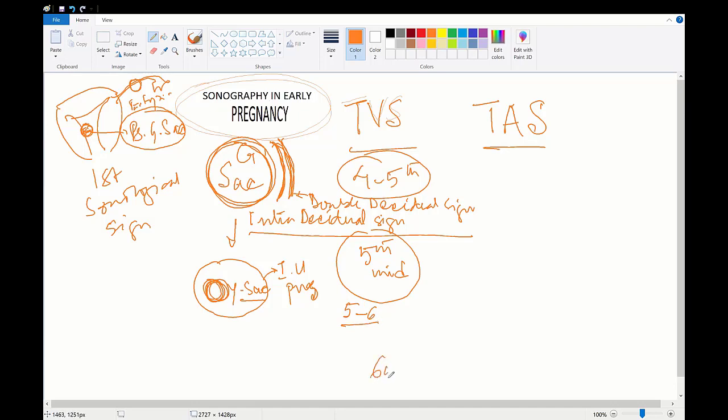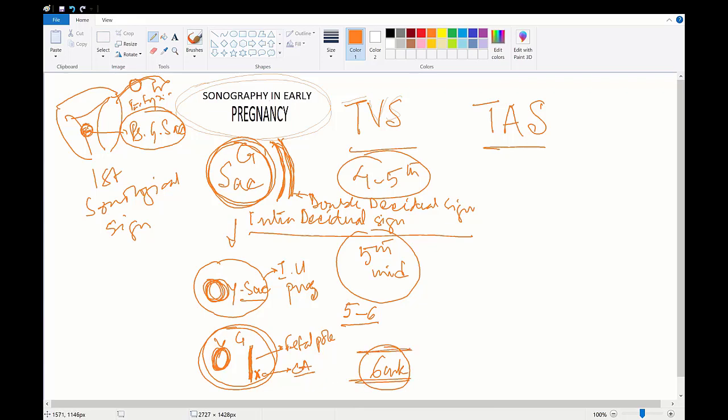At the end of 6th week, what will appear is, within the gestational sac, beside the yolk sac, one fetal pole will appear, one brightly echogenic streak will appear, that is called a fetal pole. And within the fetal pole, you can appreciate the cardiac activity, the fetal heart beating, by the end of 6 weeks with a TVS.